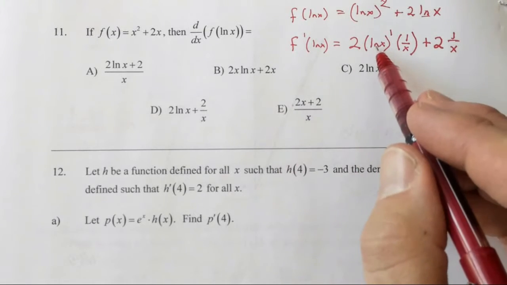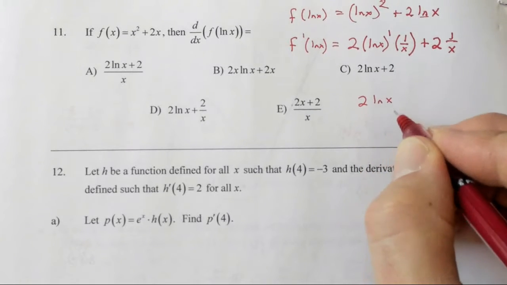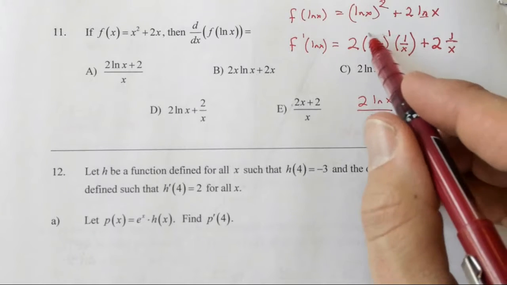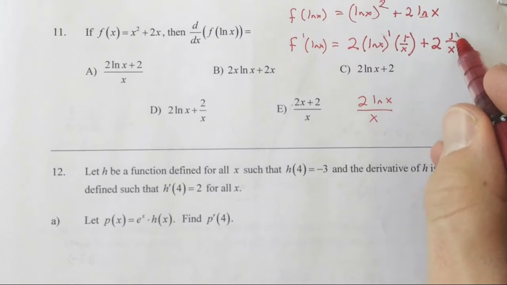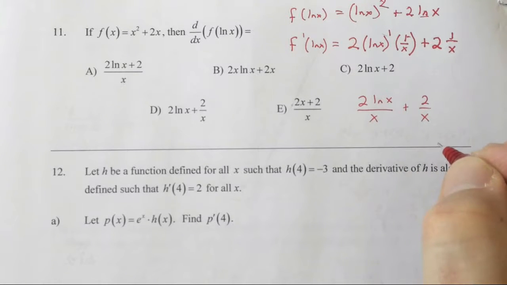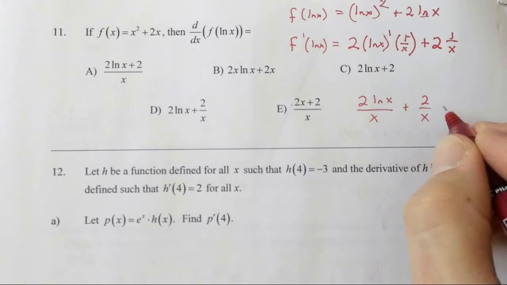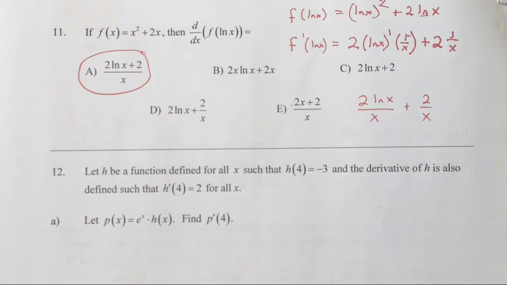We just have to make it look like one of these answers. Well, 2 times natural log of x times 1 is 2 ln x. And that's over this x right here. Basically, we can move these two terms up into the numerator. We can move this 2 up into the numerator as well, so we have plus 2 over x. And we have a common denominator, so we can have twice the natural log of x plus 2 all over x, which is a.